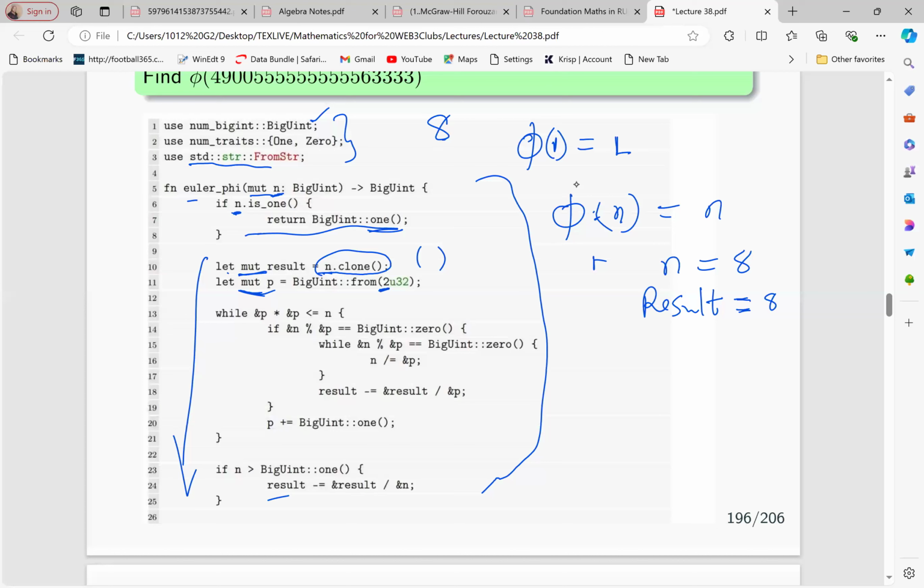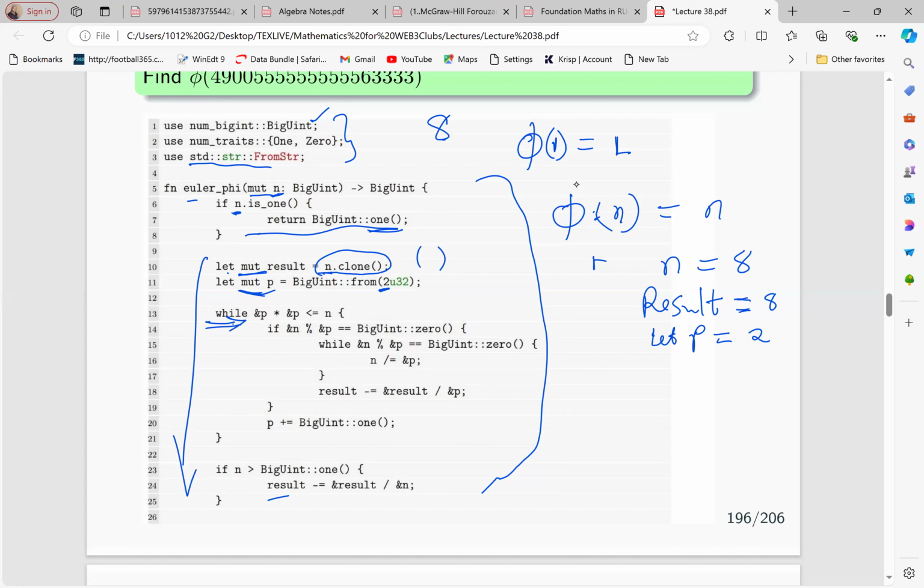And then the prime number we are going to check, our initial prime number, is 2. Now, these are just the initial conditions. Now our working begins with this loop.